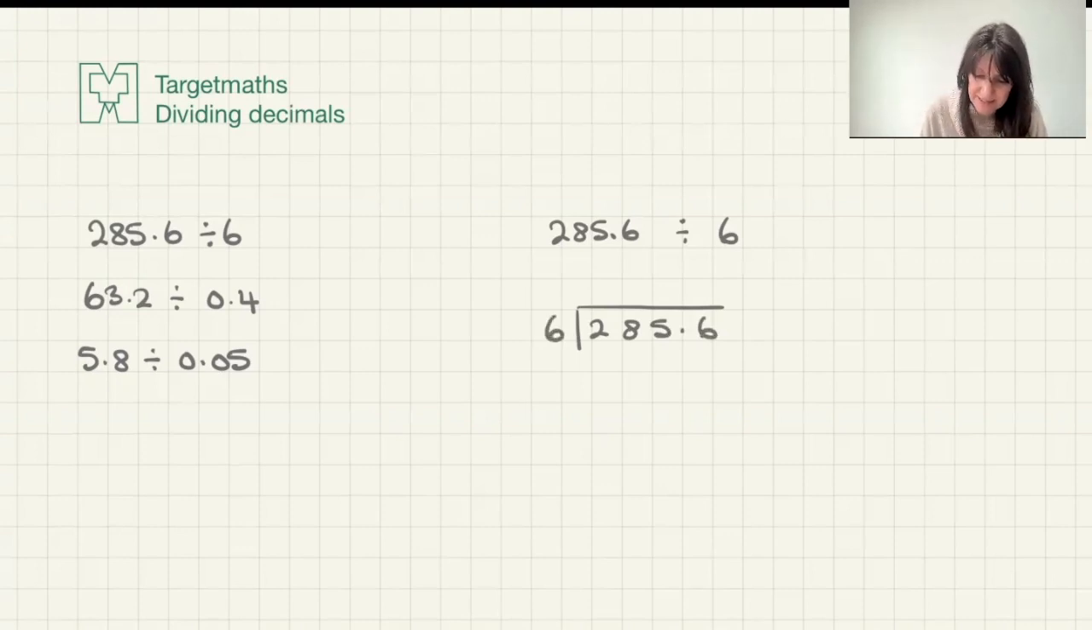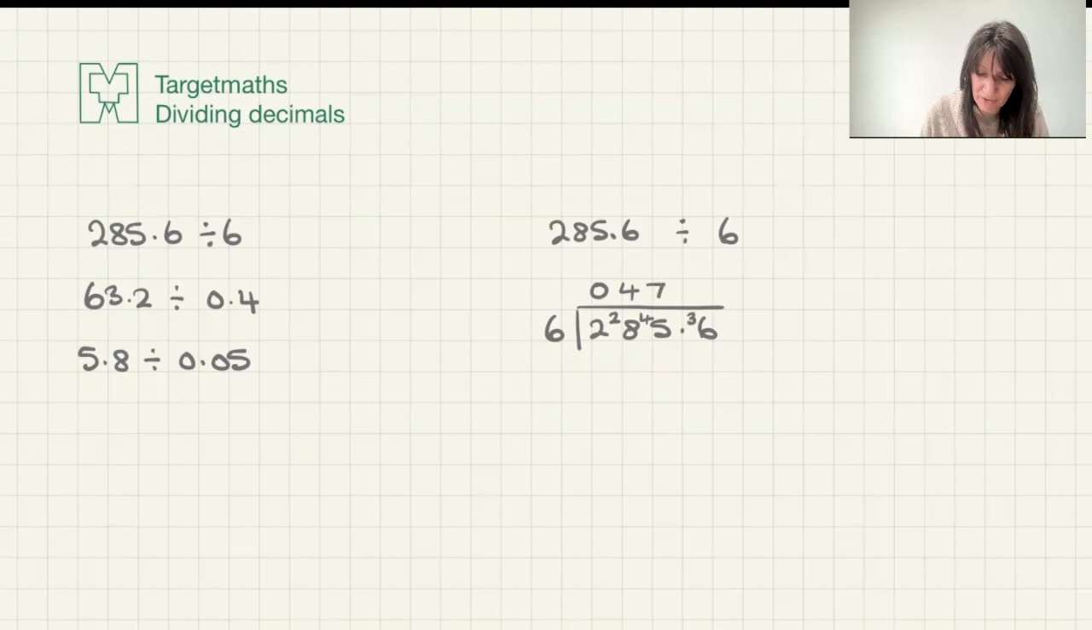So 6s into 2. How many 6s can I get into 2? That will be 0, and the 2 carries on to create 28. How many 6s in 28? That would be 4 with 4 left over. 6s into 45 is 7 with 3 left over.